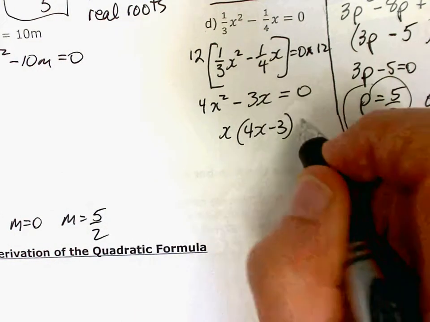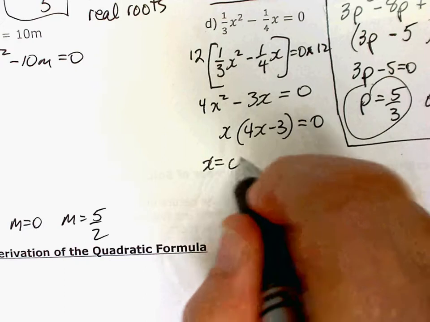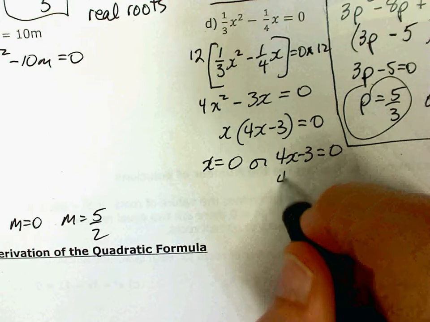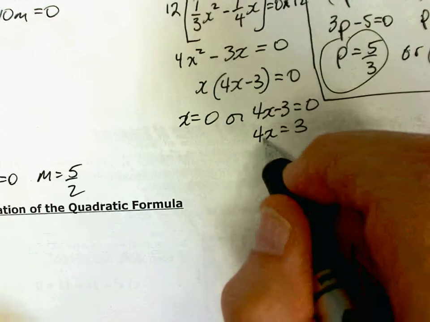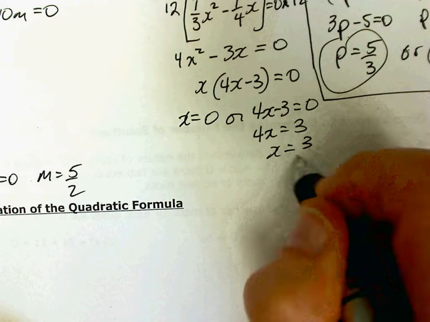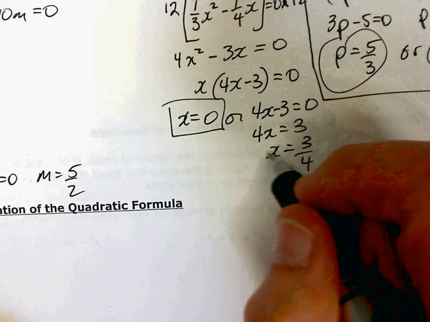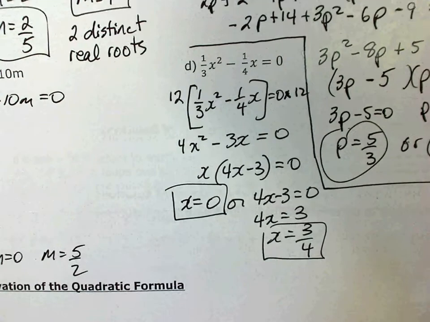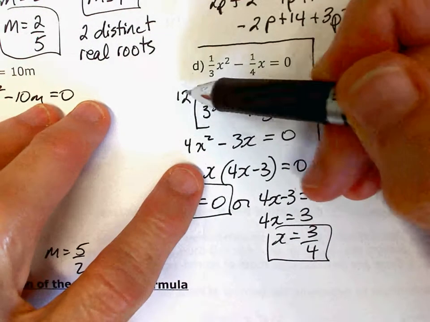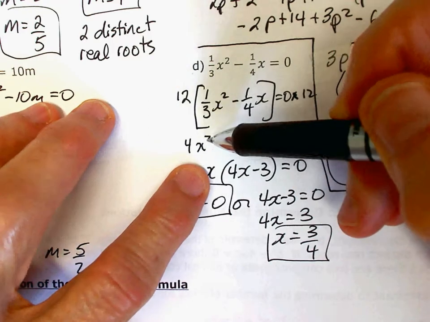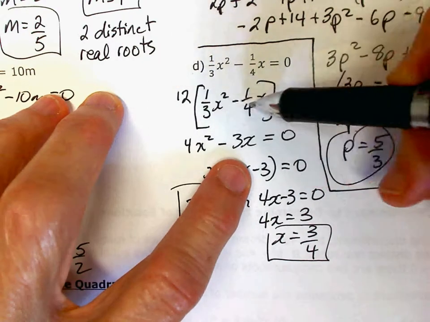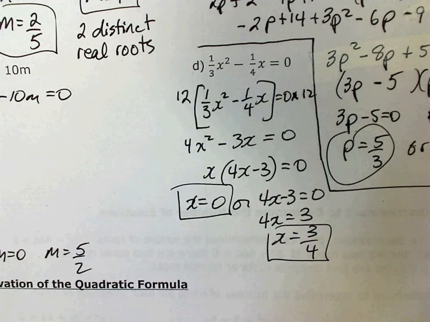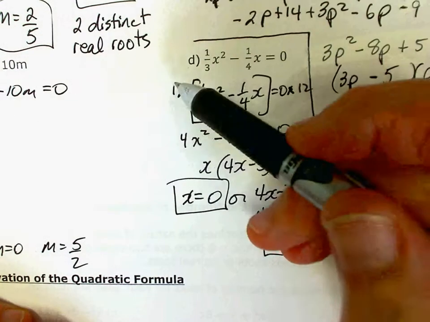X equals 0, or 4x minus 3 equals 0. 4x equals 3. X equals 3 over 4. There's one answer, and there's another answer. Okay, 3 goes into 12 4 times, so it's 4x squared. 4 goes into 12 3 times, so it's 3x equals 0. Or, you know, 1/3 of 12 is 4, 1/4 of 12 is 3.